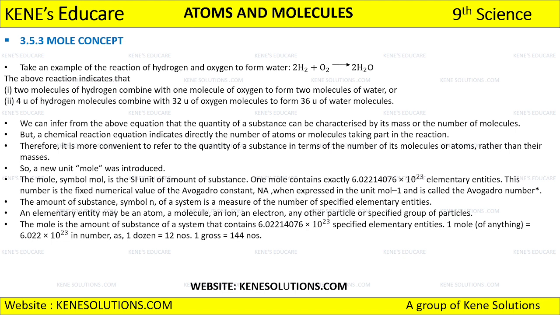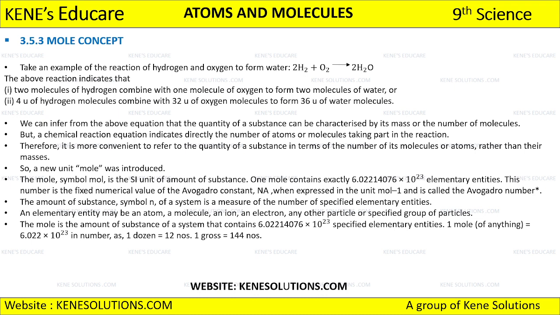It's like, how do we represent 1 mole? How many elementary entities are present in 1 mole? It contains 6.022 into 10 raised to 23. This is how we know it. Okay, so this number is the fixed numerical value of the Avogadro's constant. We know it as the Avogadro's constant.